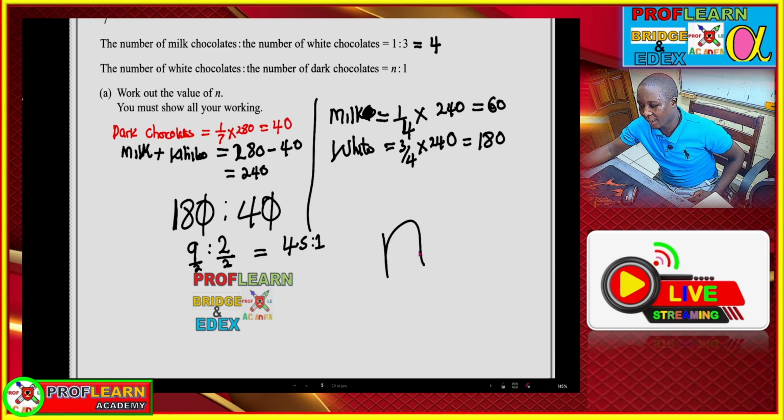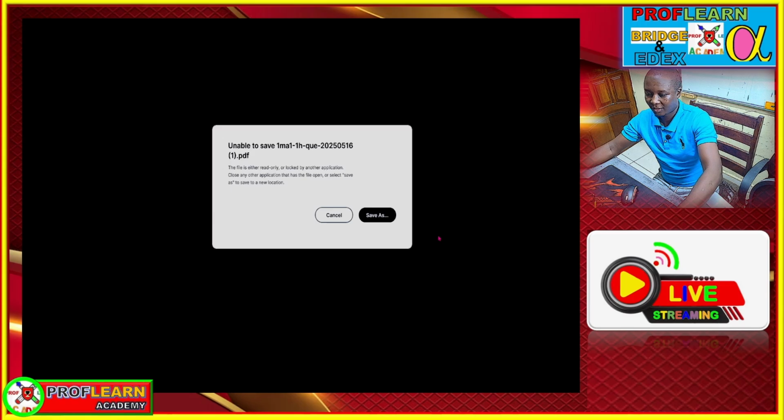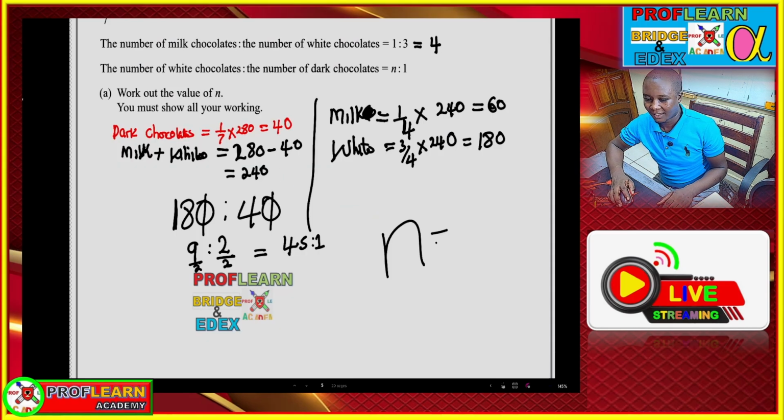Our value of n in this case is going to be what? Just write in the comment section, guys. Let me get to know what you think. What's the value of n at that point? Just waiting to see the comment section so that I can proceed to the next question. Yeah, so let me save this GCSE.